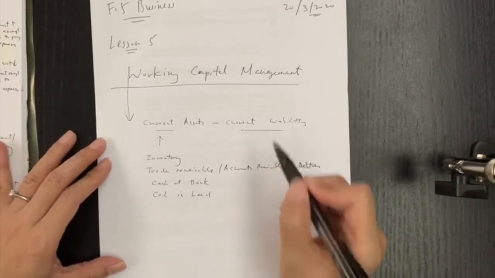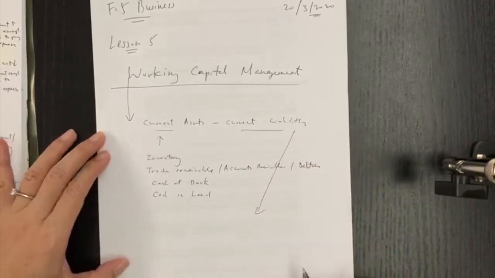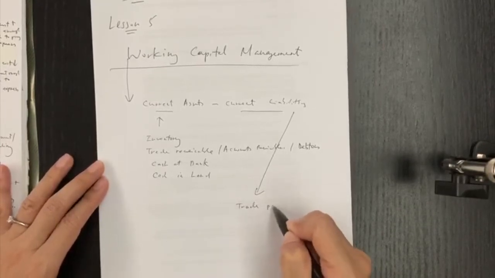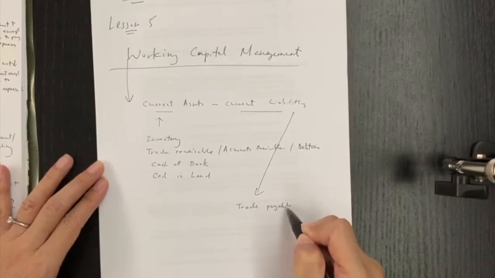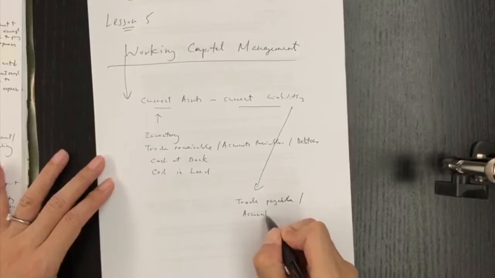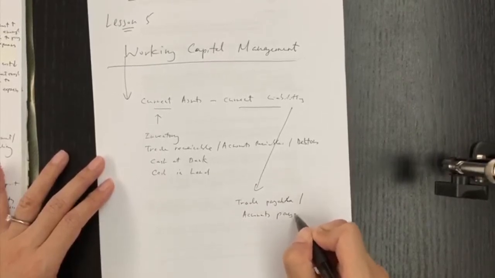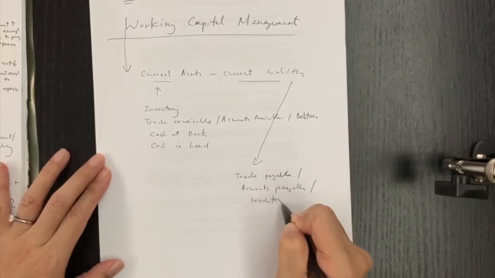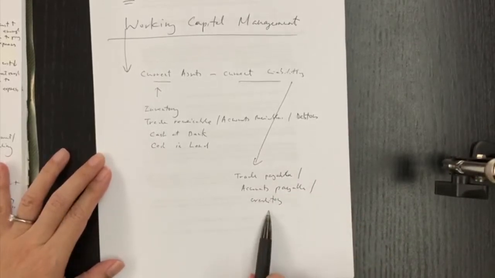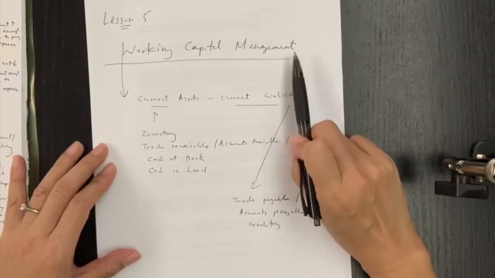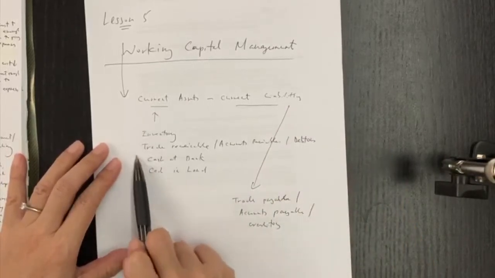Now we come to current liabilities. What do we have for current liabilities? Trade payable, and trade payable is the same as accounts payable. Remember that. It means we owe money to our creditors, our suppliers, after we have made credit purchases. In this chapter, we are talking about how we should manage this working capital.